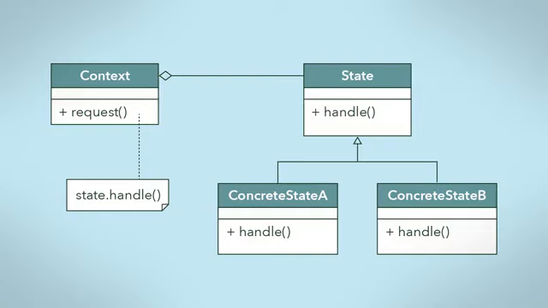The state pattern is useful for when you need to change the behavior of an object based upon changes to its internal state. You can also use the pattern to simplify methods with long conditionals that depend on the object's state.